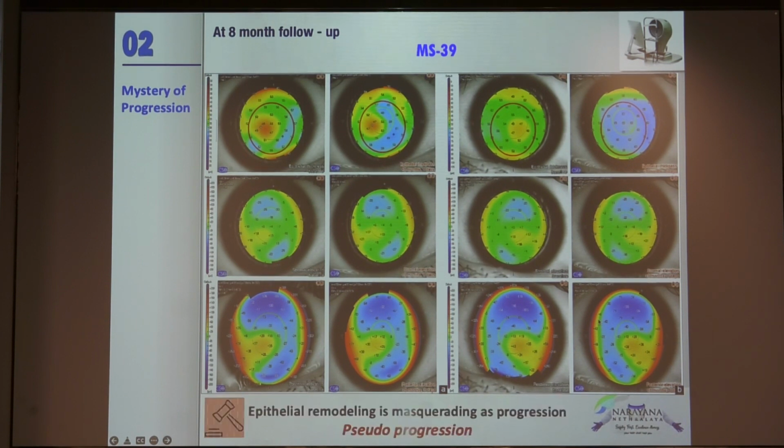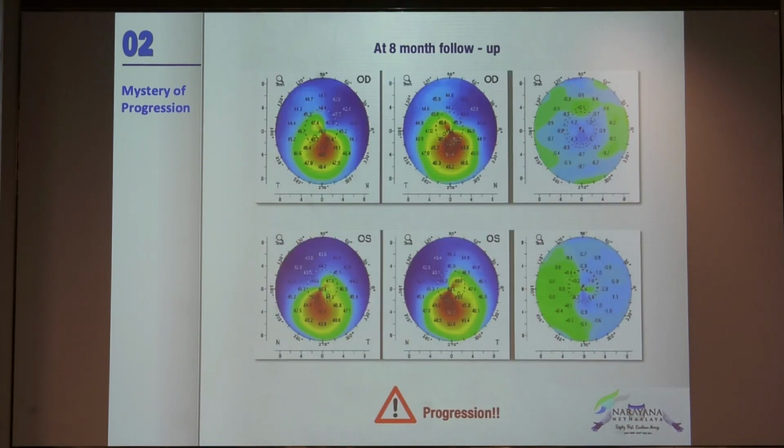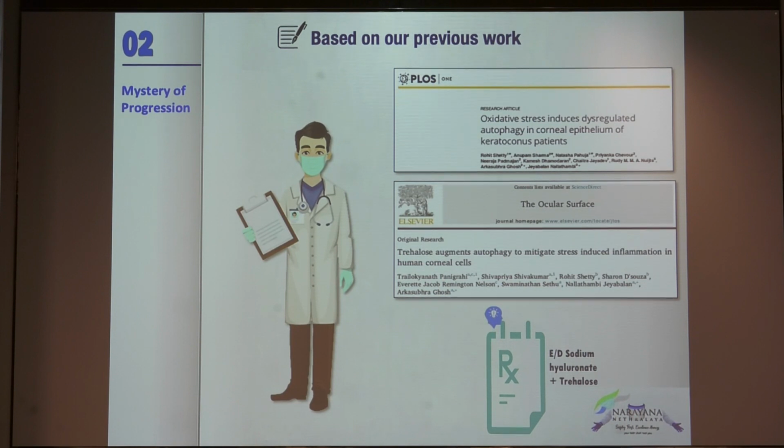So probably here we are not looking at a true case of progression. Probably the epithelial remodeling is masquerading as progression, and that is why this patient is labeled as pseudo progression, and that's when we can treat the patient on sodium hyaluronate based drops, Trehalose, keep them under observation, telling them about the prognosis and explaining to them that this is why we are keeping you under observation, but in future if it again progresses and if there are changes at the posterior stromal elevation level, then you will require a cross-linking. So that is what we do.